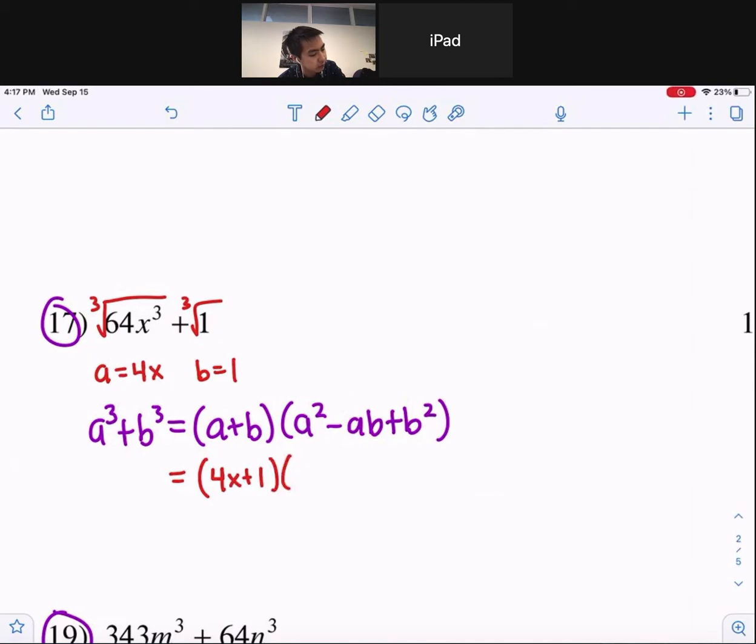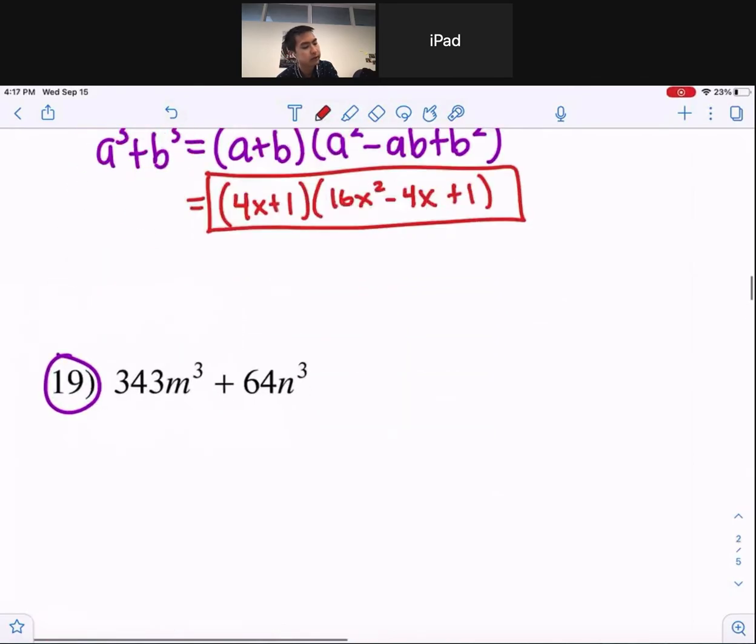Now, a to the second, that's a raised to the second, 16x squared. What is our a times our b? 4x times 1 is just 4x, so minus 4x. And b squared, 1 to the second power, is just 1.